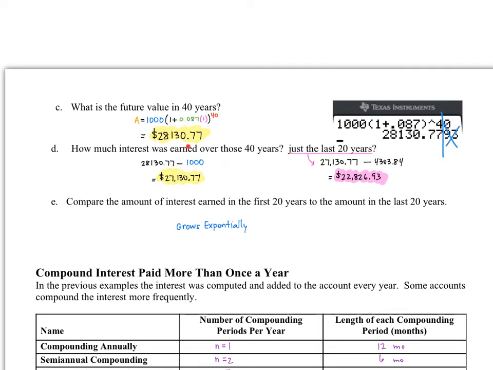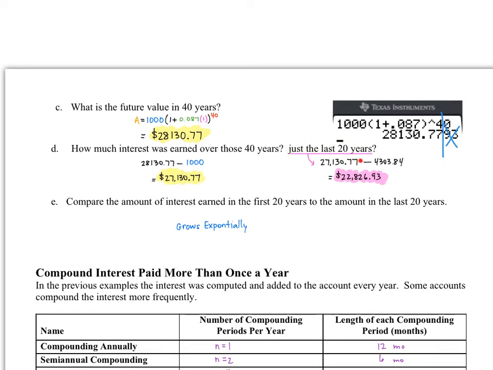Well, I take my future value after 40 years, and I subtract my principal, which was 1,000. So after 40 years, you've made over $27,000. Not bad for having it sit there and doing nothing. Okay, but what if I just wanted the last 20 years?